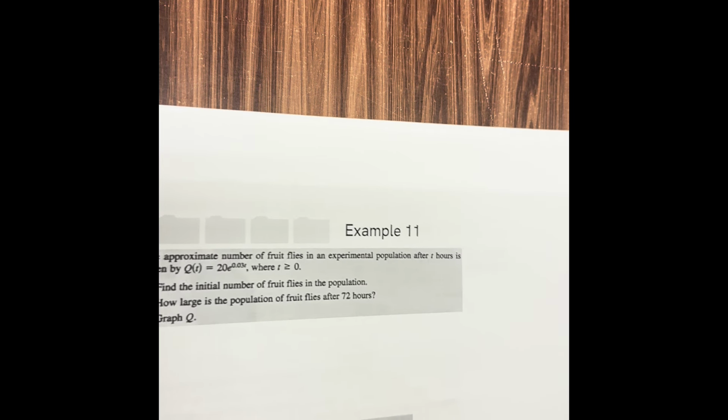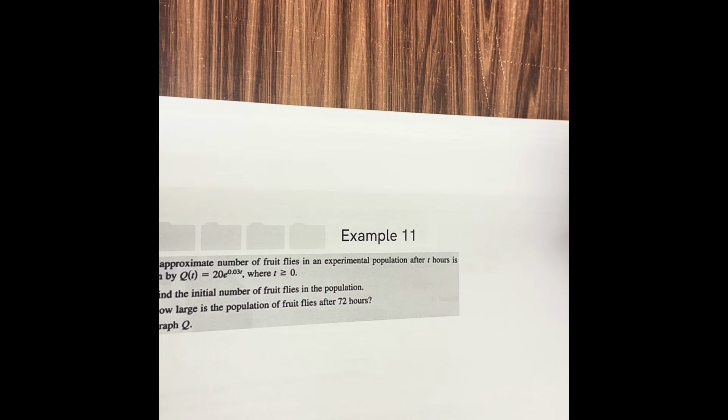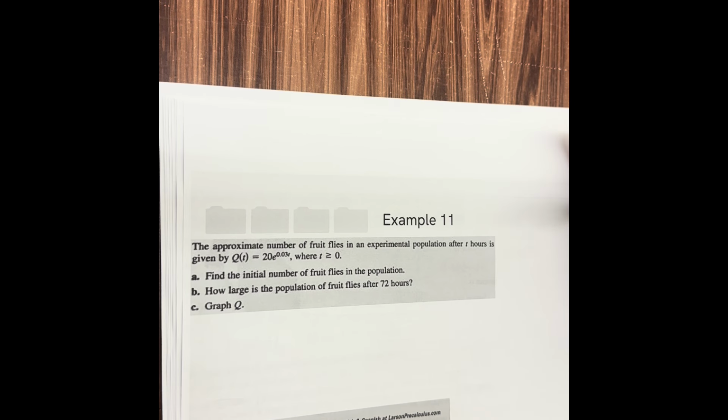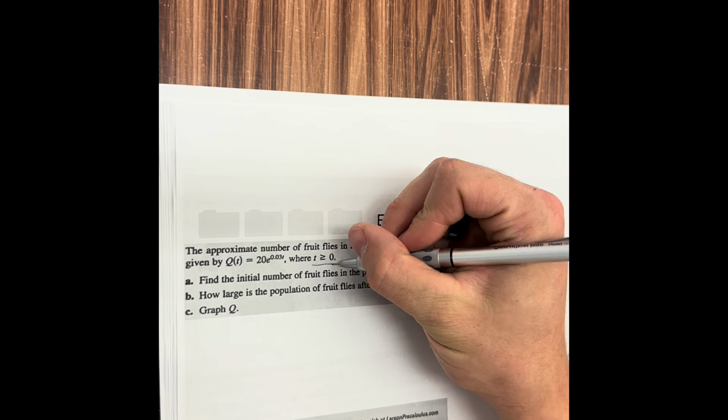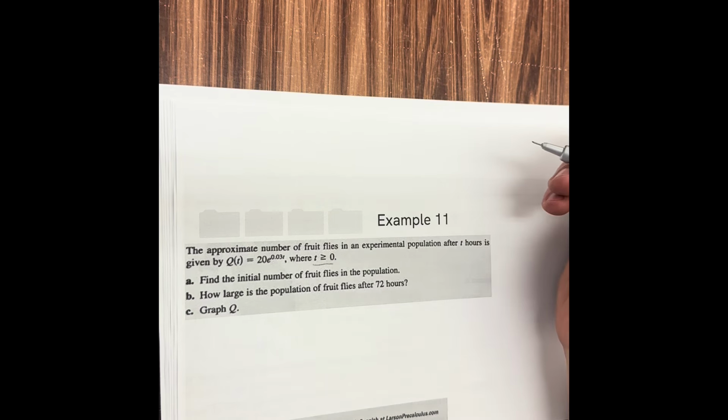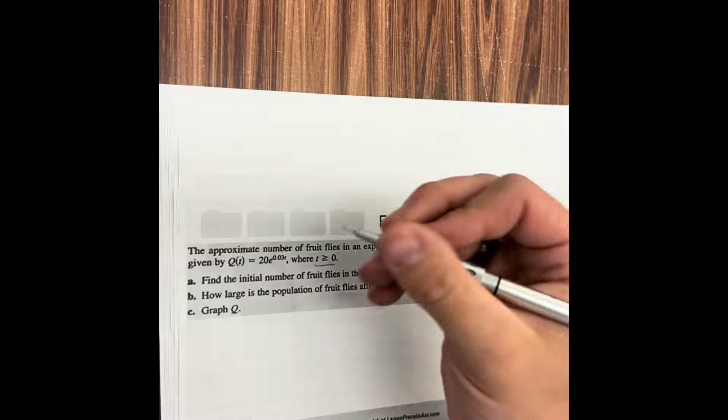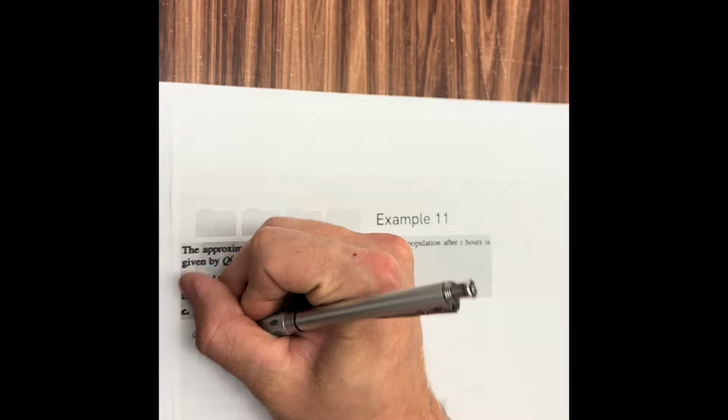On to example 11 here. The approximate number of fruit flies in an experimental population after T hours is given by Q of T equals 20 e to the 0.03 T, where T is greater than or equal to 0. We have to find the initial number of fruit flies in the population. They give us this piece of information that T has to be greater than or equal to 0. That means our initial amount is going to happen again when T equals 0.